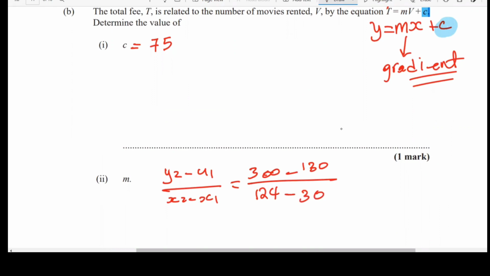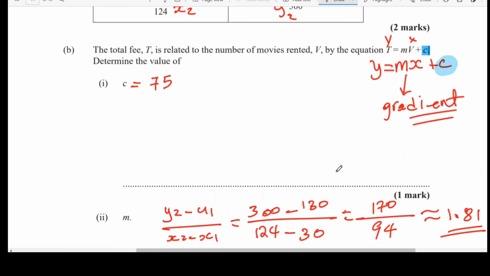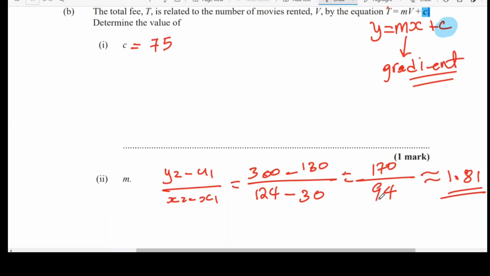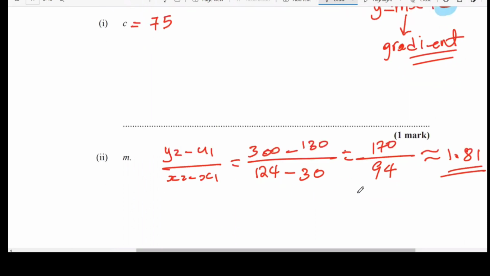So you're utilizing the information you have to work out your thing. Because it's related, it's coordinate geometry. The top part would give us 170, and the bottom part would give us 94. All right. 170, if you divide that by 94, you'll get approximately 1.81, right? So the gradient is approximately 1.81. Just like that.